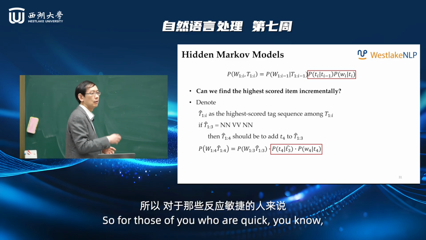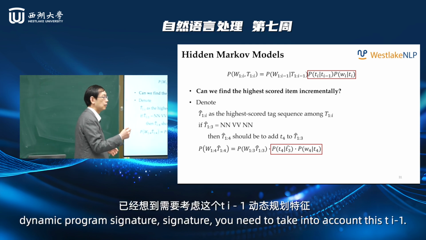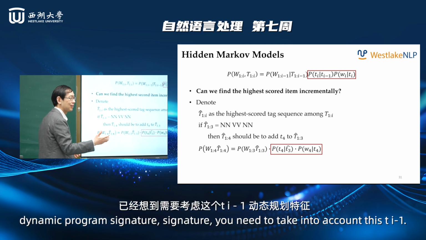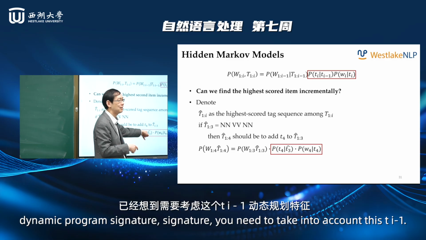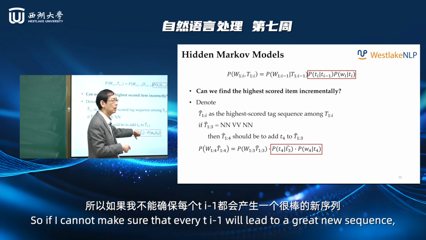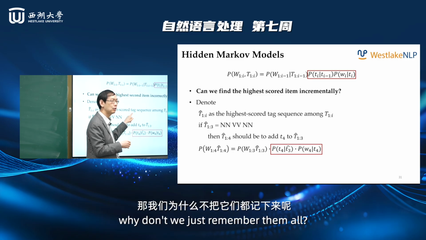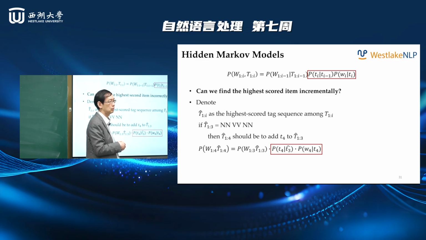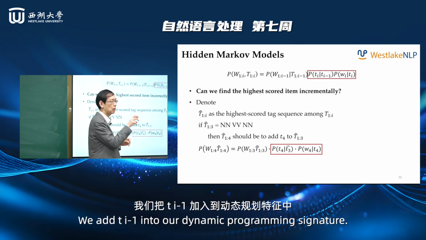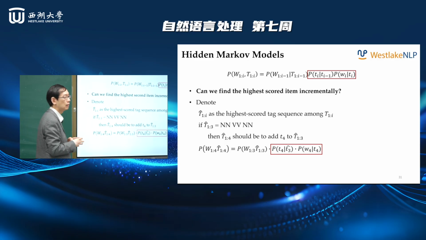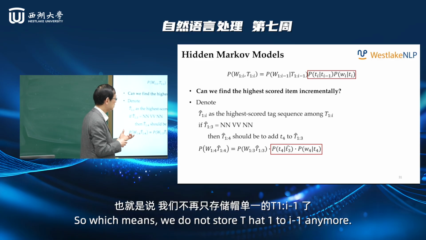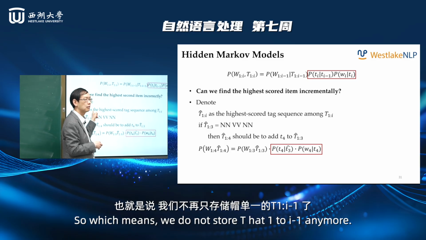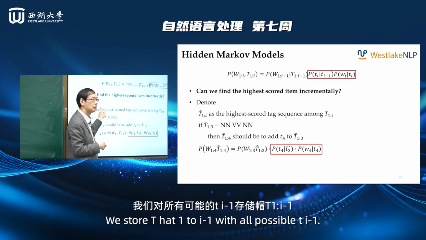Okay, so for those of you who are quick, dynamic program signature, you need to take into account this t i minus 1, right? So if I cannot make sure that every t i minus 1 will lead to a great new sequence, why don't we just remember them all? We add t i minus 1 into our dynamic programming signature, right? So which means we don't just store t hat 1 to i minus 1 anymore. We store t hat 1 to i minus 1 with all possible t i minus 1.